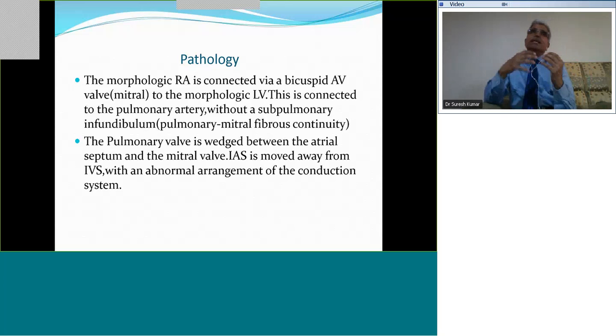In this arrangement, the atrial septum is pushed away from the ventricular septum. They are in two different axes, and therefore the conduction tissue is abnormal. It is a longer abnormal course to reach its destination. Conduction tissue abnormality is inherent in this arrangement.